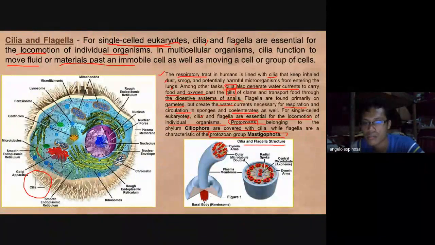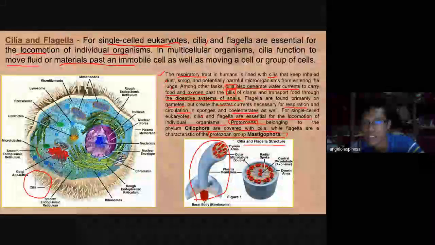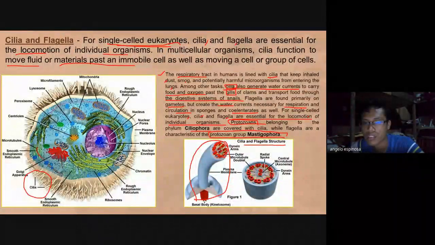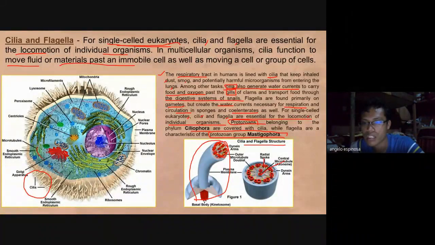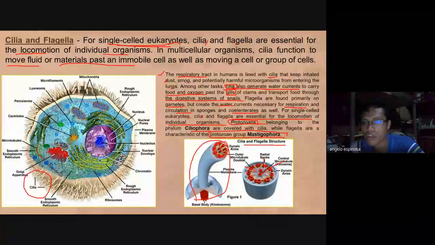So this one is what we call the cilia. This red part that you can see, the whole thing, is what we call the basal body. Inside of that, this is where the nutrients pass through, and there will be water absorption and release of water.